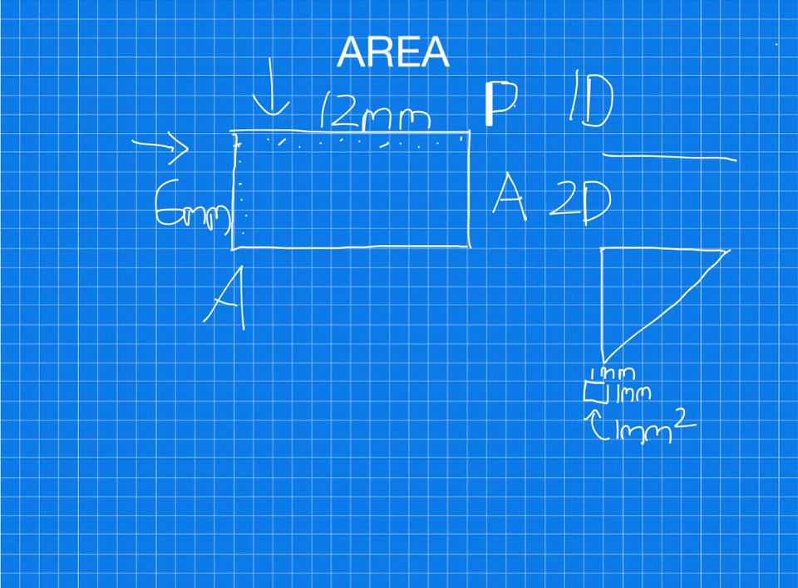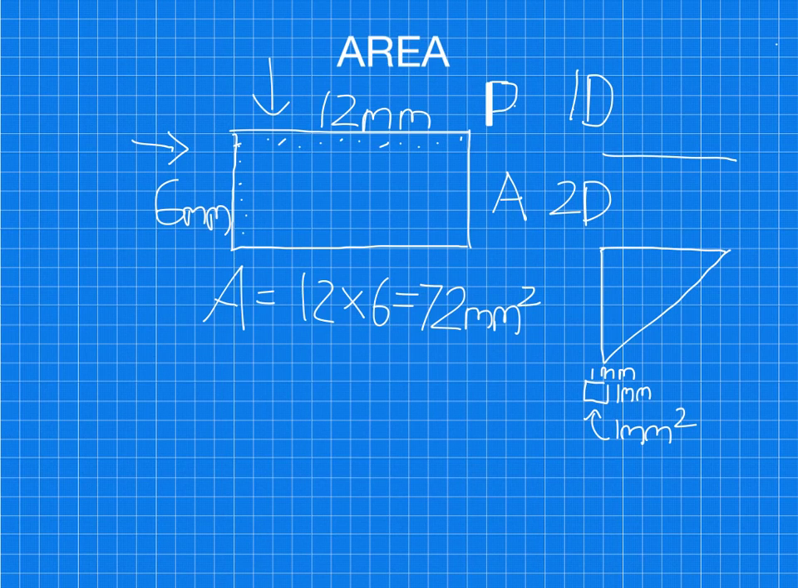So the area of this rectangle is 12 millimeters by 6 millimeters, which is 72. Now, the way you write it is you write the unit, but you write a little 2 there, which means squared. So the area of this shape is 72 millimeters squared. In other words, I can fit 72 little squares, each of which is 1 millimeter squared, inside the shape.